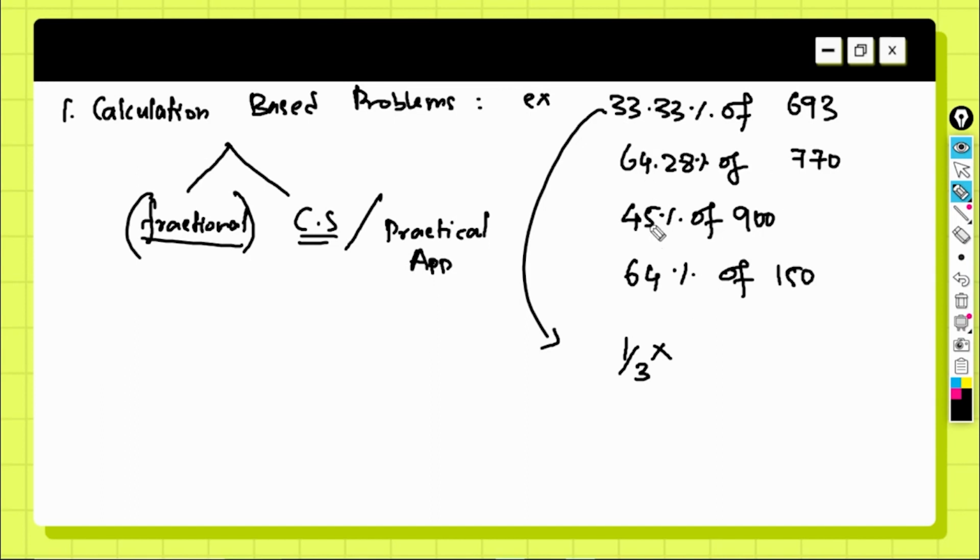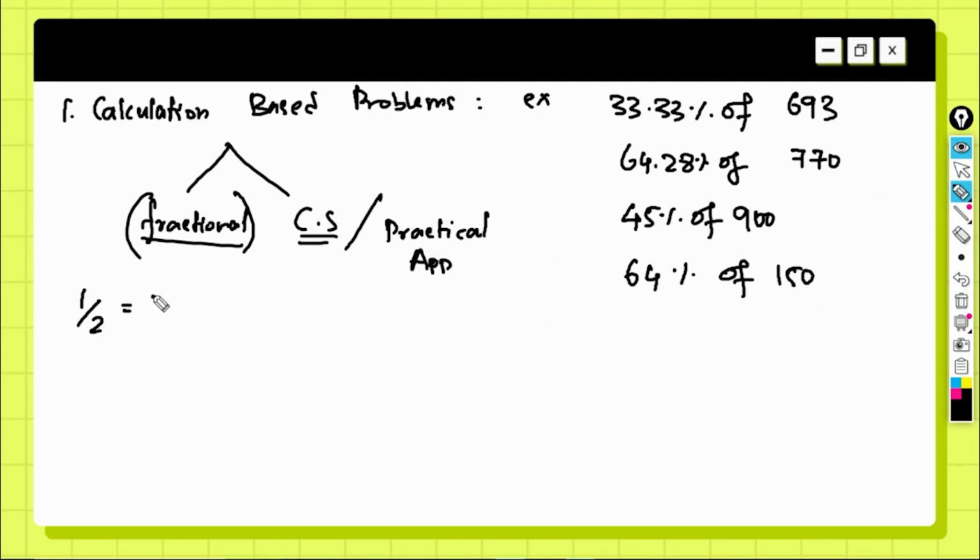So straight away you can write it as 1 by 3 into 693, or 693 by 3, which is straight away 231. That is the answer. Okay. So what are the important percentage to fraction values we need to remember? I'm going to teach you that.